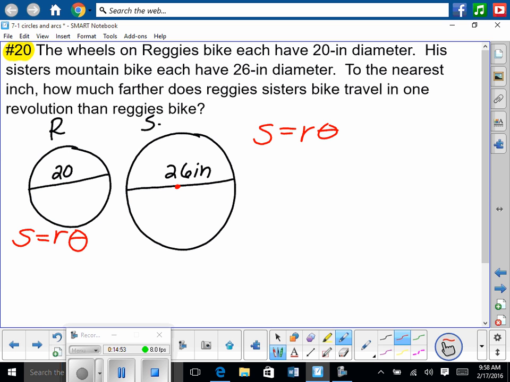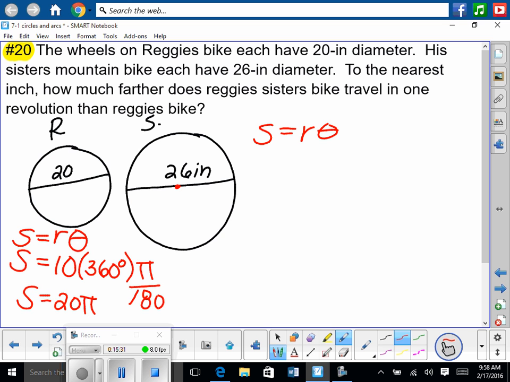All the way around the circle. So, S is equal to radius times theta. What's my radius on Reggie's bike? 10. Now theta, how far around are we going? 360 degrees. So I'm going to multiply by 360 degrees, and then we need it in radians, right? Times pi over 180. That's the length of all the way around Reggie's bike. Go, calculate it. So S is 20 pi.